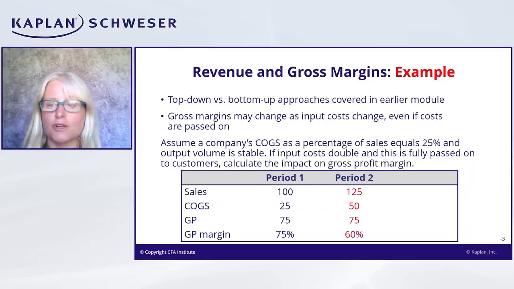Okay, so the gross profit stays the same. But if we're working with margins, the margin actually comes down, doesn't it? The gross profit margin doesn't stay the same. The gross profit margin actually reduces, even though we fully pass everything on to our customers. Okay, the numbers don't lie, but it might feel a little bit counterintuitive.